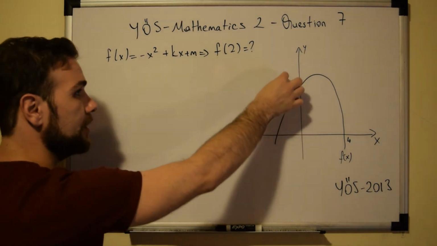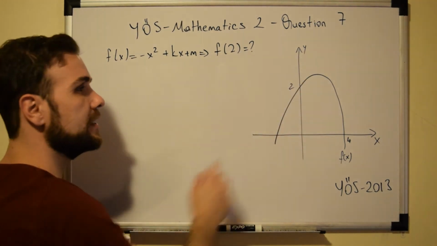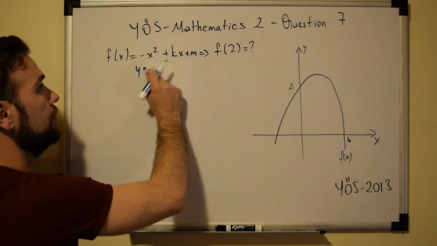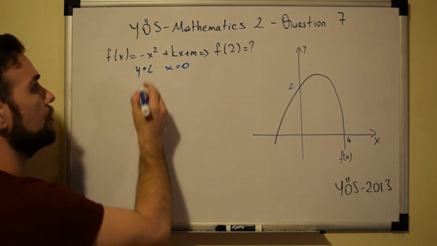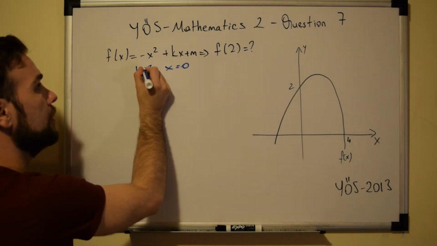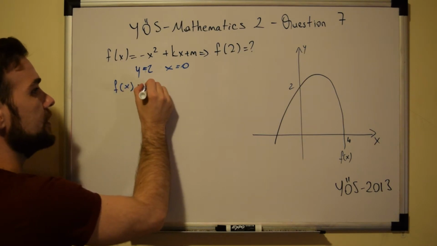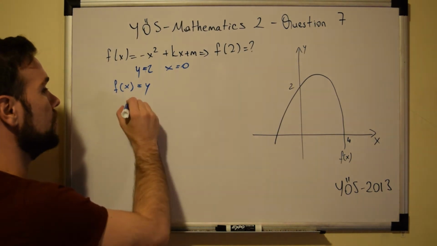In this case, when y is equal to 2, we see that x is equal to 0. So we have these 2 points, y is equal to 2 and x is equal to 0. Now by using these values I will be able to find the value of m. What do we know already? We know that f(x) is always equal to y. Now using this information we will find m.